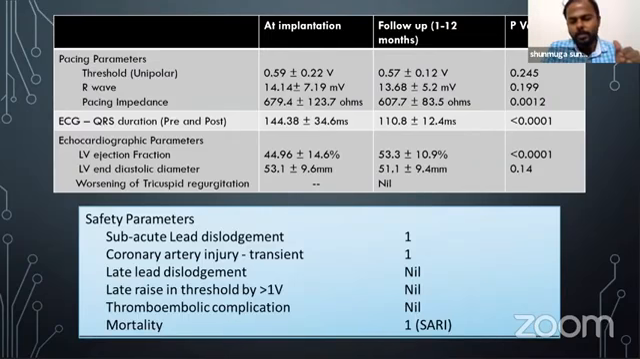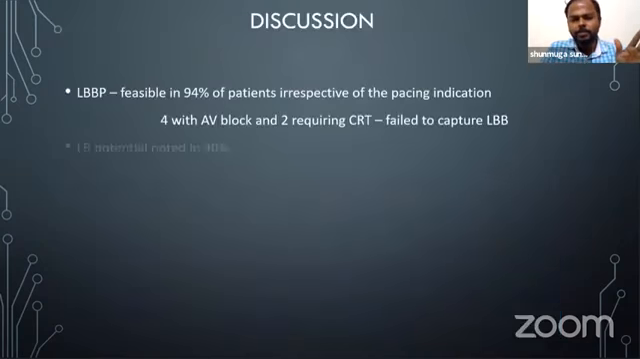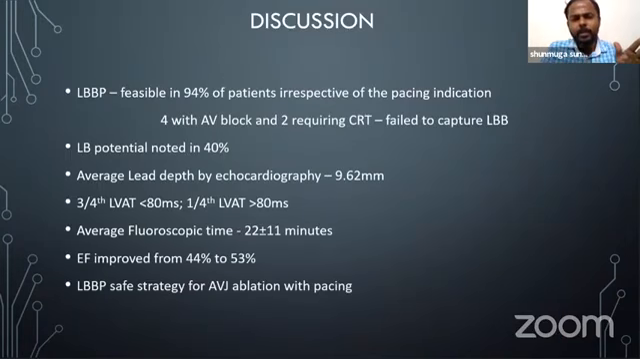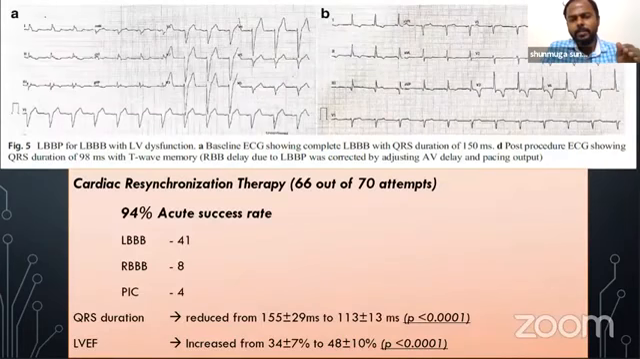There's no lead dislodgement. In His bundle pacing, we had at least 3 lead dislodgements. Here, there was no lead dislodgement, no late rising threshold, and no thromboembolic complications. So these are the merits of doing left bundle branch pacing, where you could show that the success rate is very good and it's an effective strategy.